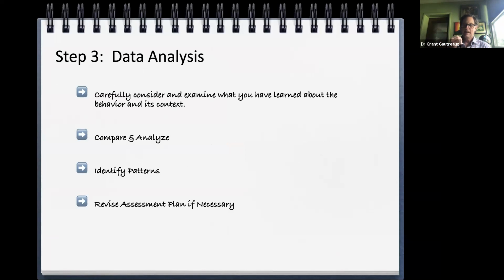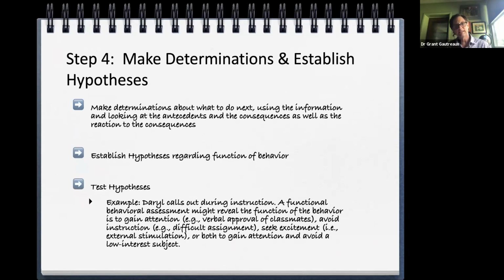Sometimes those data have cyclical patterns in them. That's going to send us to a place where we can start investigating even further. And then we revise anything about our assessment that might have been in place prior to that, based on that analysis. That allows us to revisit the hypothesis at that point.